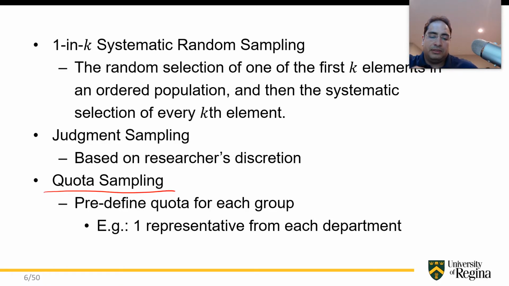In quota sampling, for example, if you were looking for one representative from each department, then you could just ask each department, no matter the size, that we need only one representative from your department. There might be some departments with a lot of students or a lot of faculty members, and you just get one. There might be smaller groups, and they will represent one. So either you can create quotas, or the researcher could use some judgment.